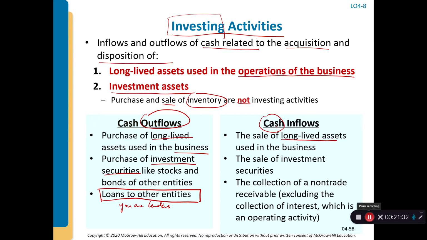And then specifically, let's look at the inflows of investing activities, such as you sold your long-lived assets used in business, or you sold your investment securities, or you collected non-trade receivables, such as the loans that you're lending to other people. But please remember, this excludes the collection of interest, which is an operating activity, okay?